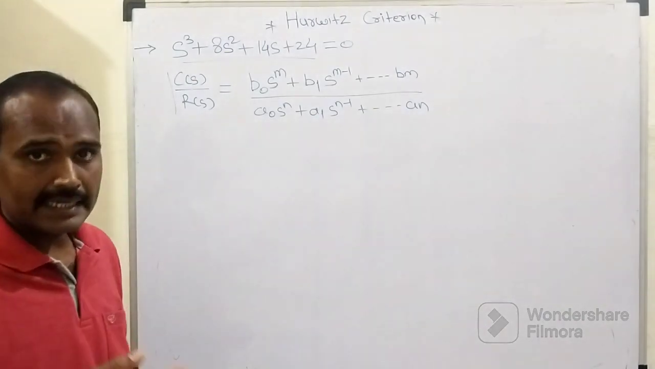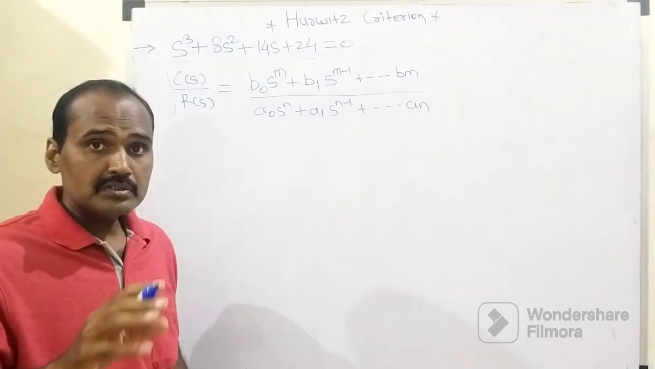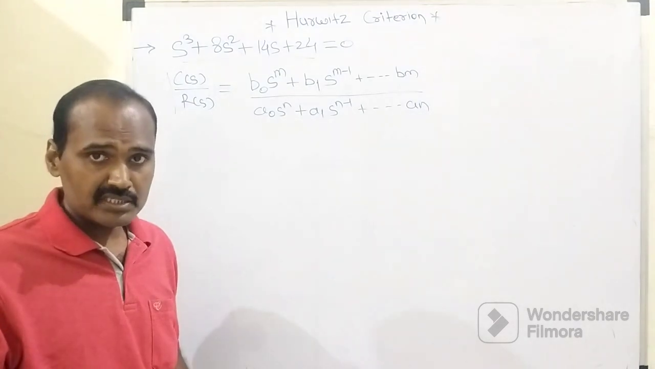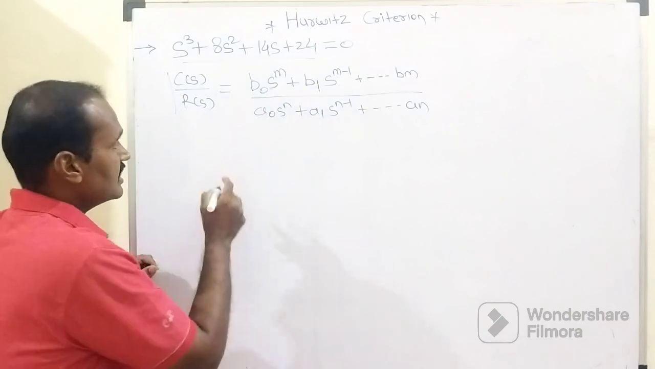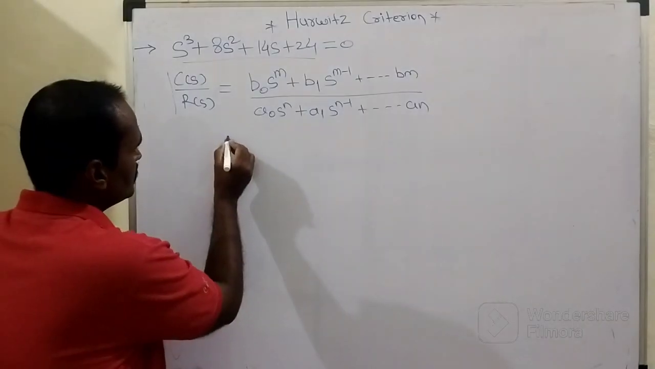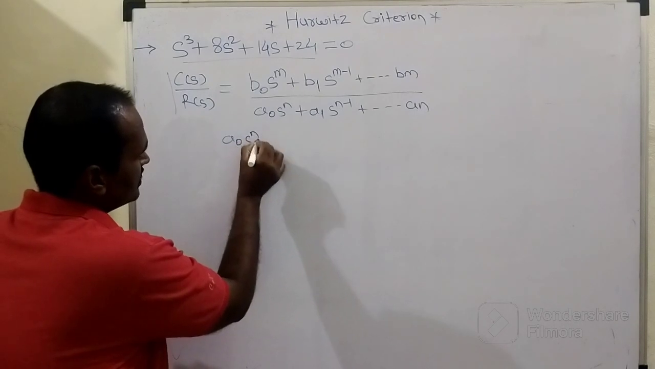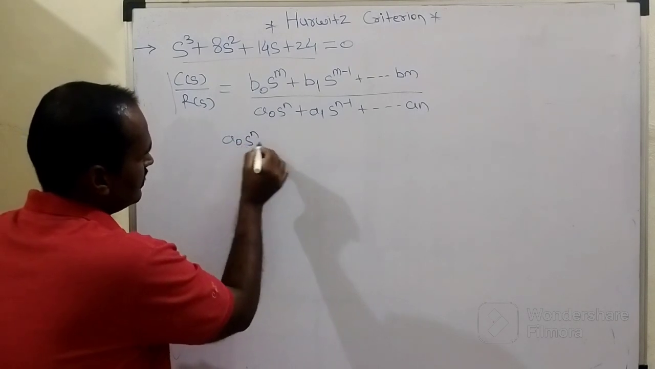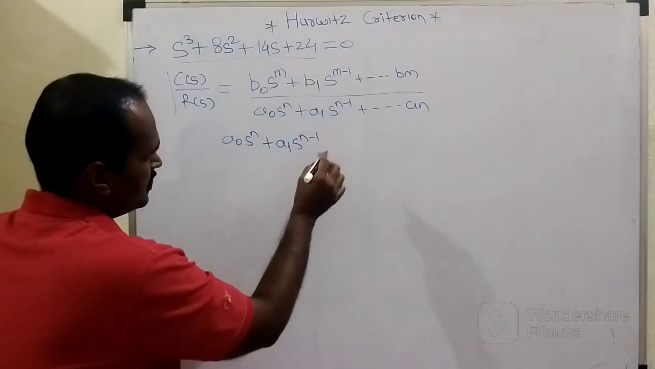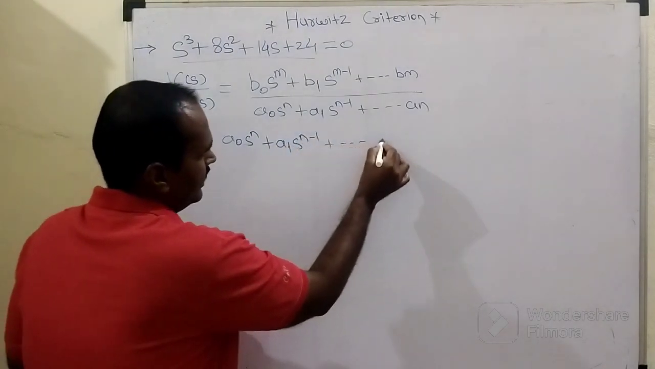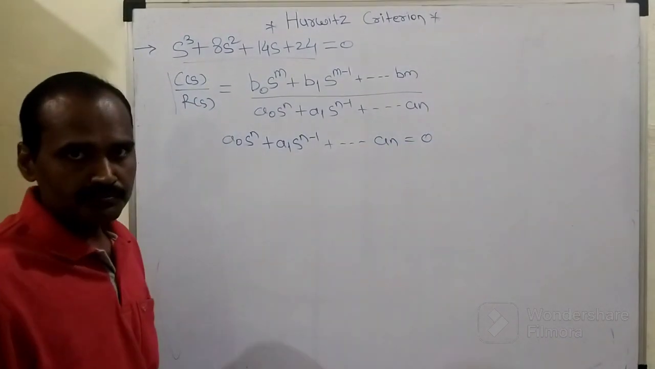Once we have the characteristic equation of the given control system, we can use this basic strategy, the Hurwitz criteria. If we equate the denominator of this transfer function to 0, the denominator is a0 times s raised to n, where the first coefficient of the s term is a0, plus a1 times s raised to n minus 1. In this descending order, n terms are present, equated to 0.